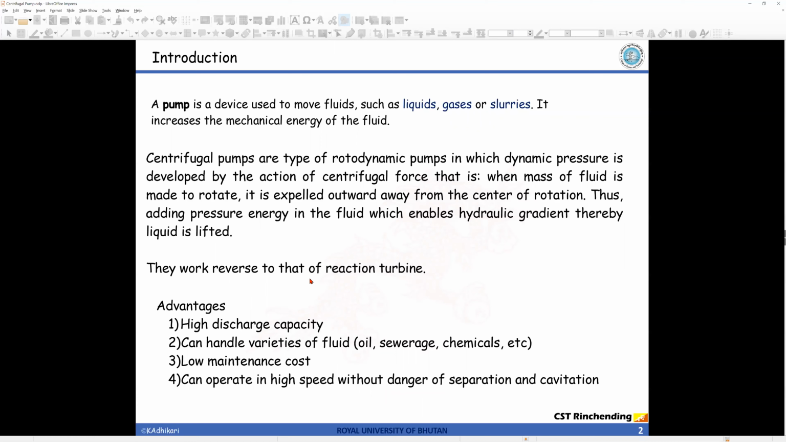The main advantages of using centrifugal pumps are that they have high discharge capacity. They can handle a variety of fluids like oil, liquids, chemicals, and sewage. They have low maintenance, the cost of maintenance is very low, and they can operate at high speed without the danger of separation and cavitation. When it operates at high speed, it can give high discharge. So that is what it means.